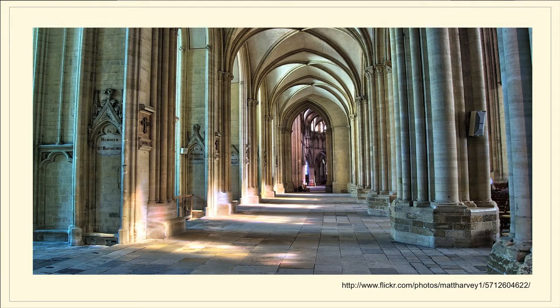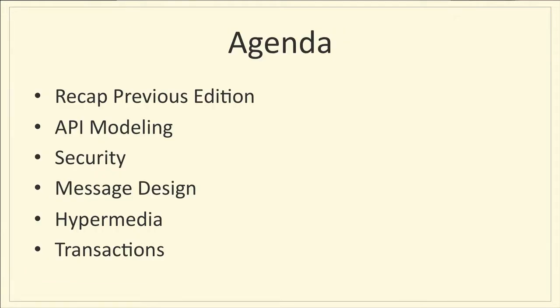So if you think about it, it's more like you're building a big cathedral, which has so much complexity. But to the people walking through there, to the users, it has to be beautiful. So that's our goal. On the agenda today, we're going to do a recap of previous editions of this API design presentation. We're going to talk a little bit about API modeling and how that can help you and your team. We'll get into some methods for implementing security in your API. Talk a little bit about message design, get into some benefits of Hypermedia, and talk a little bit about modeling transactions.